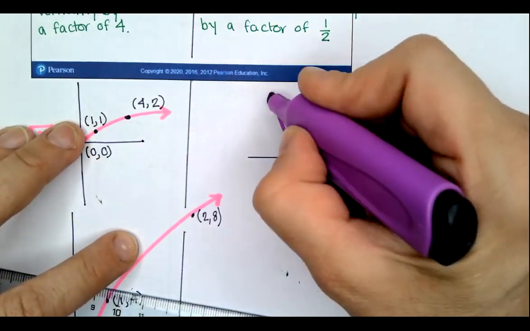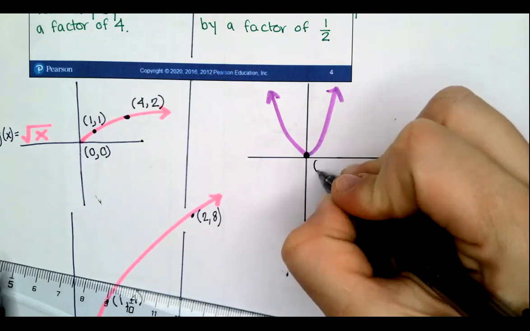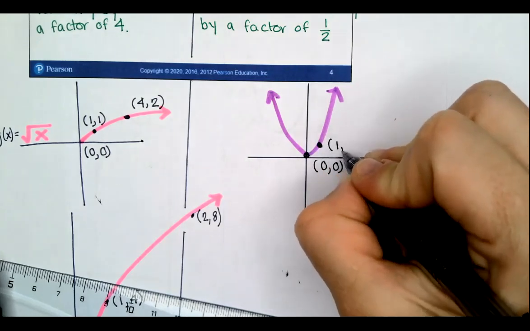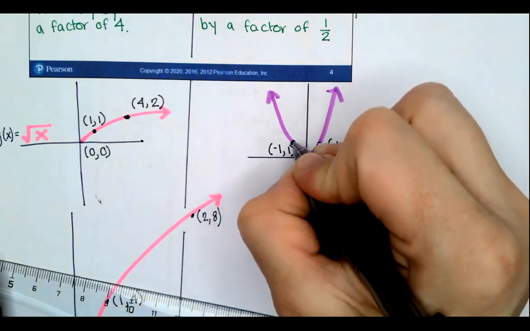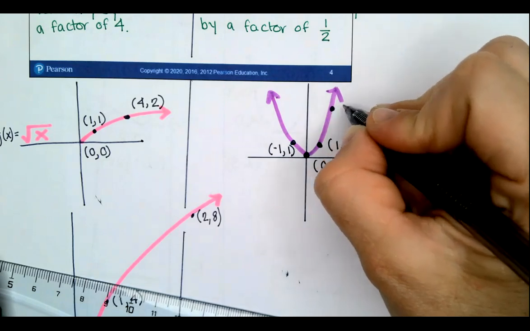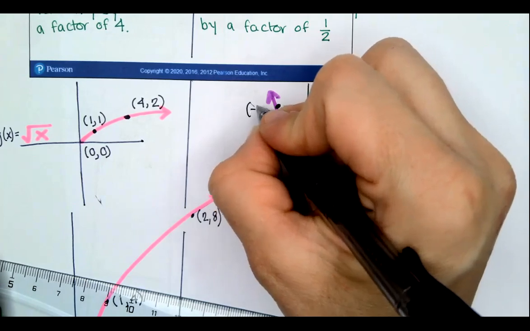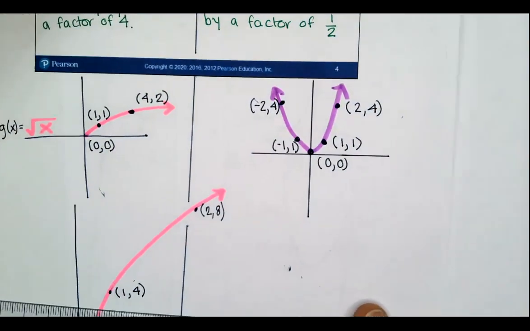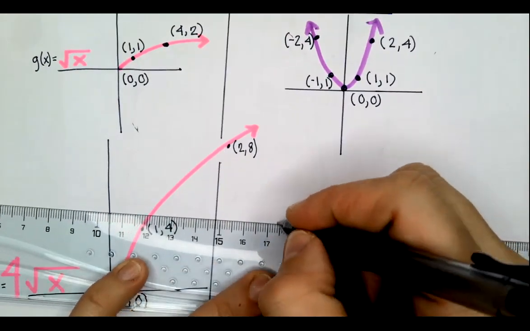So we know what x squared looks like. X squared looks like this. Here's the point 0, 0. 1 squared is 1. -1 squared is 1. 2 squared is 4. -2 squared is 4. But now we're going to take all of those y values and divide them by 2.